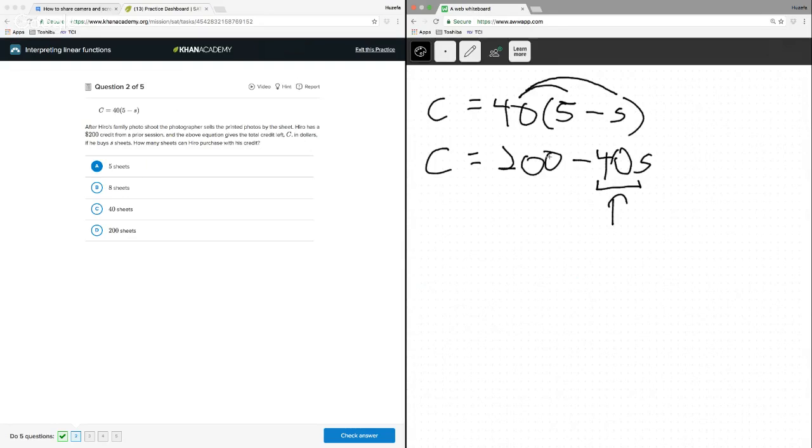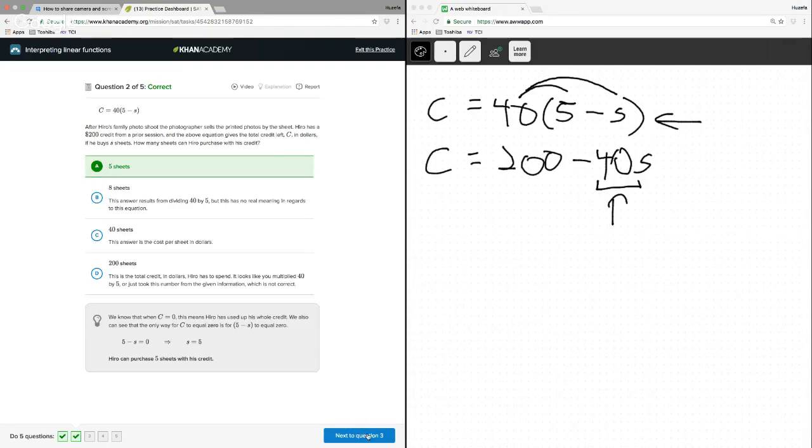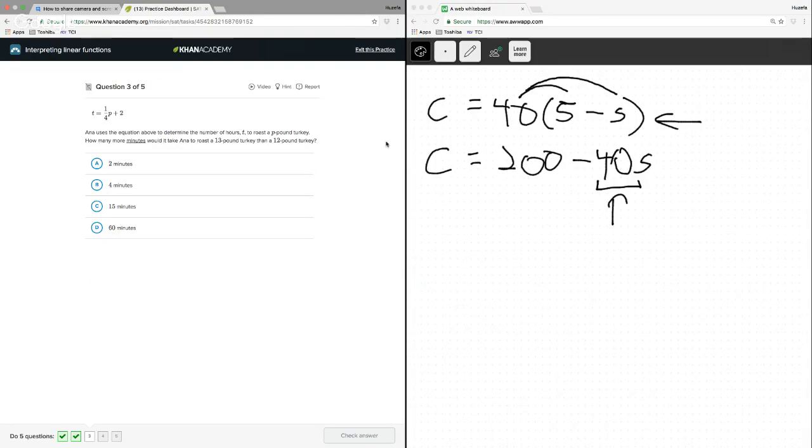So you can now see that with this credit, it looks like he's going to be able to buy 5. You could also tell from this equation the same thing, that this is going to hit 0 once he buys 5 sheets, but just so it makes a little more sense. Okay. Let's go on to the next one here.